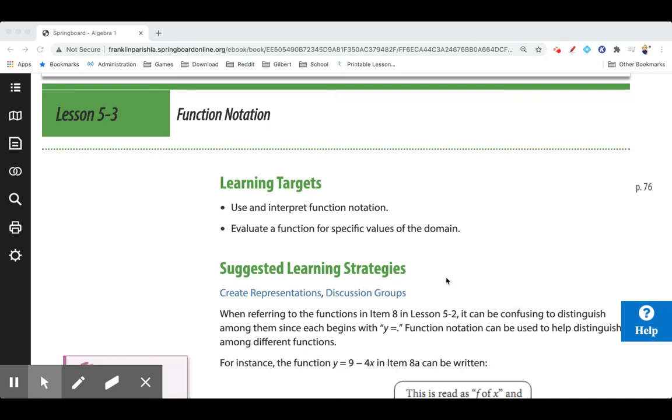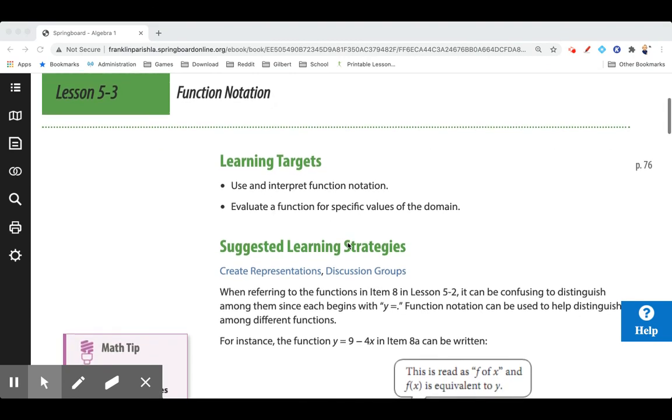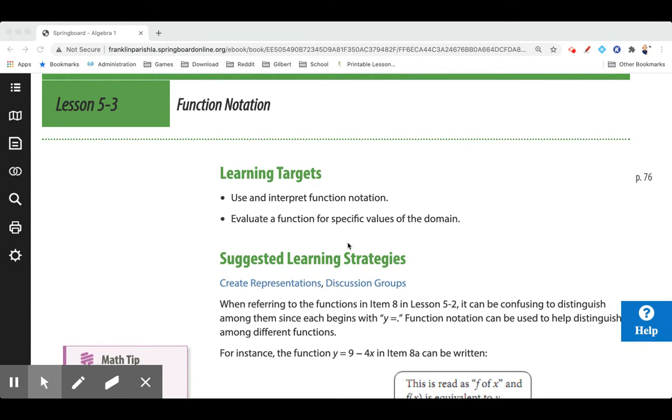Today we're looking at function notation in lesson 5.3. And we're going to use and interpret function notation and evaluate a function for specific values of the domain. Remember, the first lesson of this section we learned what a function was. One input has exactly one output. The second lesson we learned domain and range. And now we're looking at function notation.